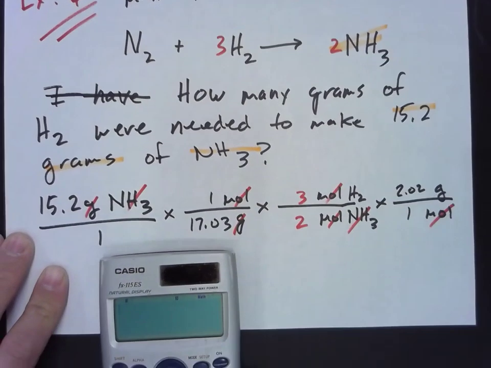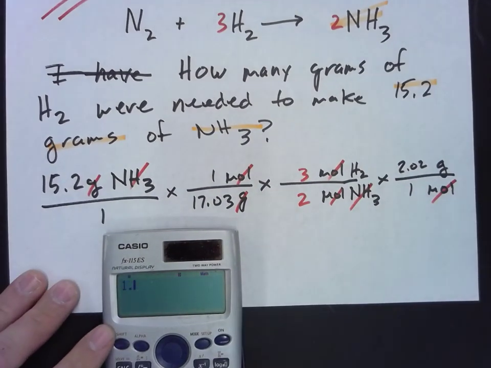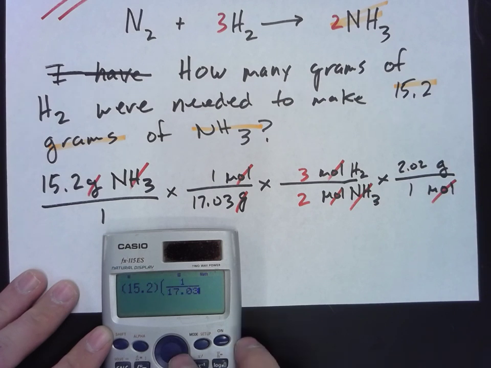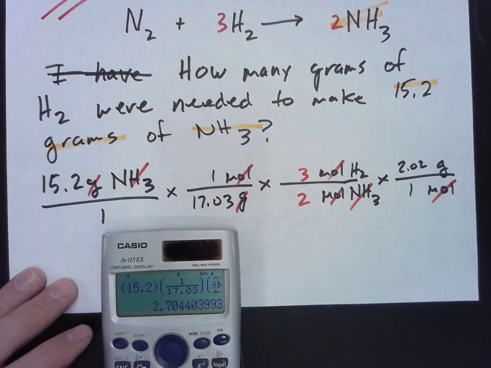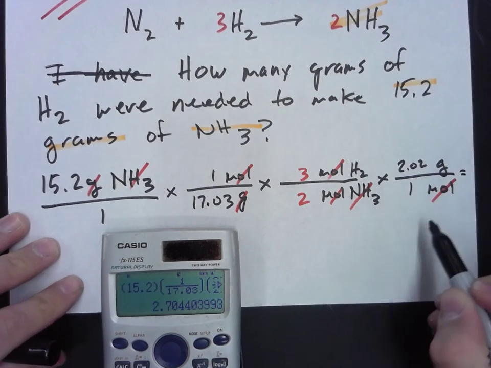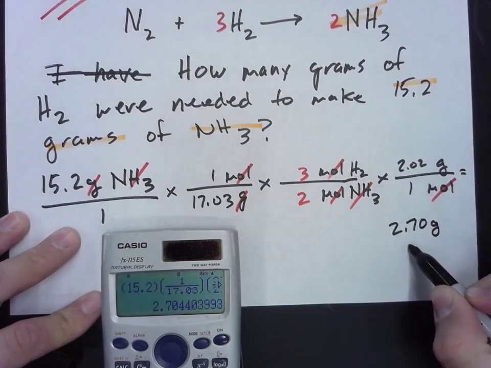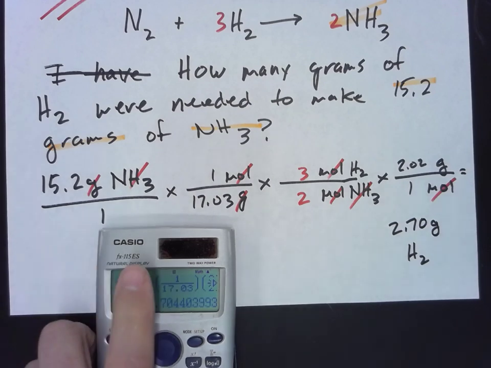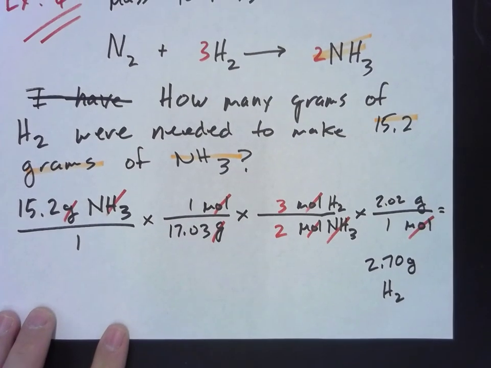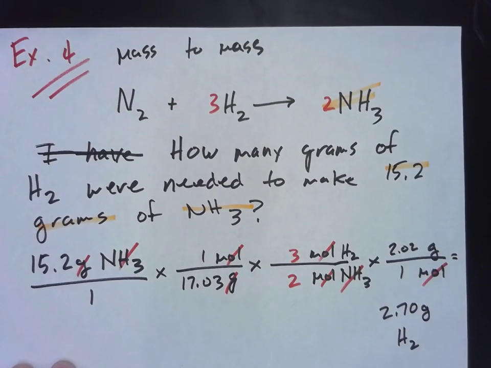And I'll do my math. Ready? We'll say 15.2 times 1 over 17.03 times a 3:2 ratio, and times 2.02 for a grand total of 2.70 grams were needed. 2.70 grams of H2 were needed to make 15.2 grams of NH3. Okay, and that's how you do mass to mass.